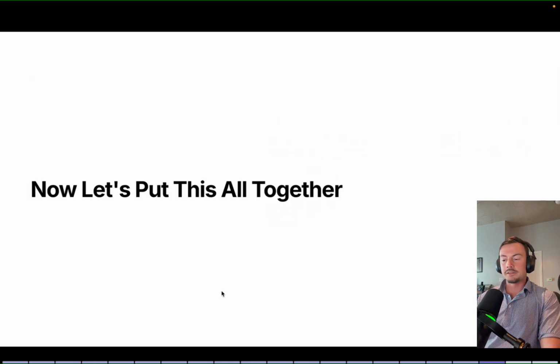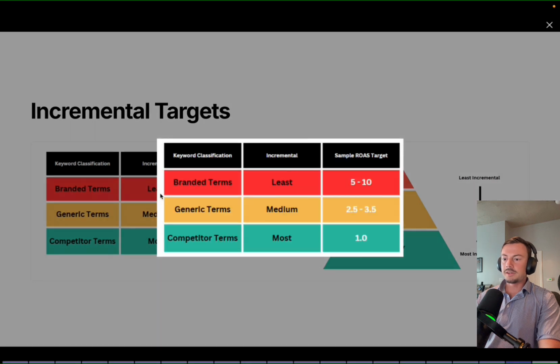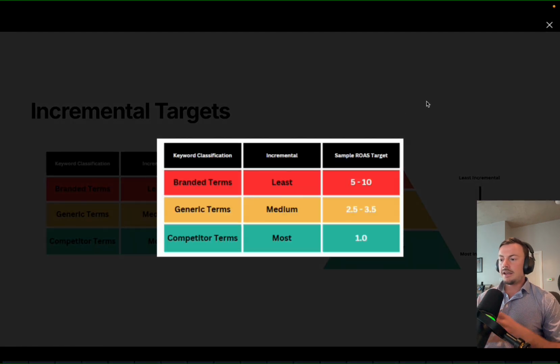Now, let's put this all together. So, if we think about incremental growth and we think about these 3 buckets, we can arrive at different return on ad spend targets for each of these buckets. First of all, we have branded terms. And if we think about incrementality, the sample return on ad spend target we typically have for these is 5 to 10x. As long as we're being shown first organically and our brand purchase share is above 80%, then we're doing pretty good here. And we just need to monitor our branded ad spend.